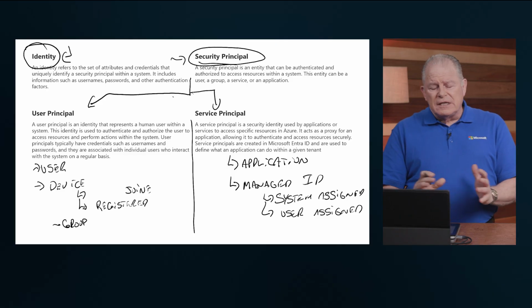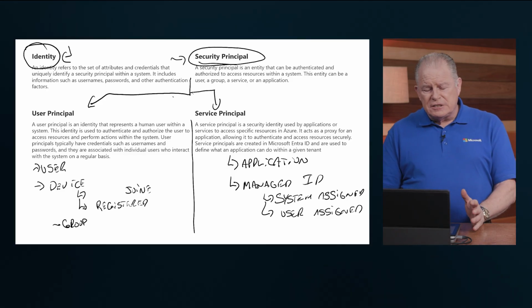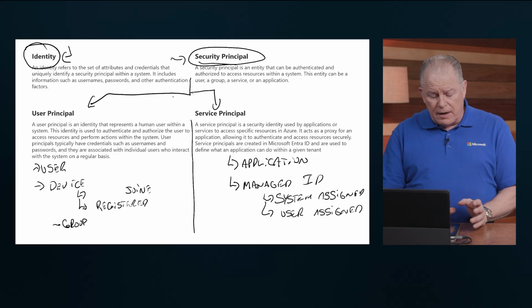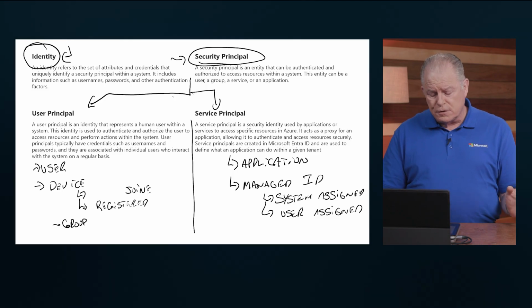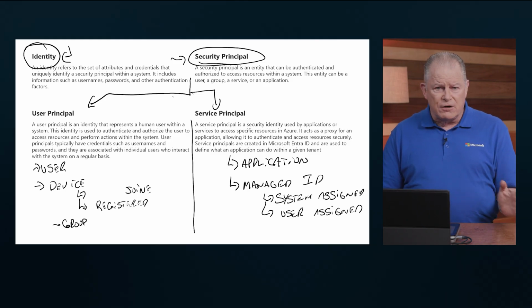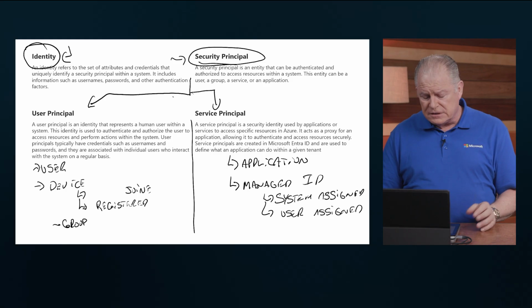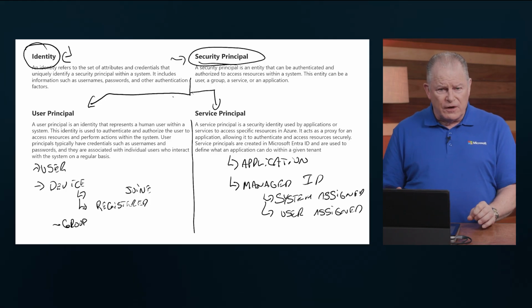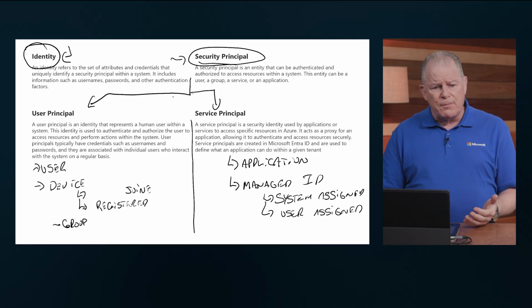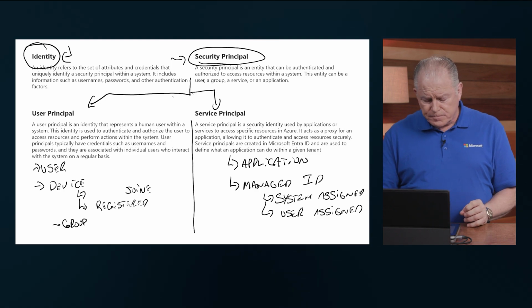So that's showing the landscape of the type of identities that we want to take a look at. We have identities in general that are broken up into two major categories: user principals and service principals. User principals are made up of our standard users, groups, and devices. And then we've got a new set of devices that cover a broader range of your mobile devices, iOS and Android, as well as other operating systems like Linux and your Mac OSs.